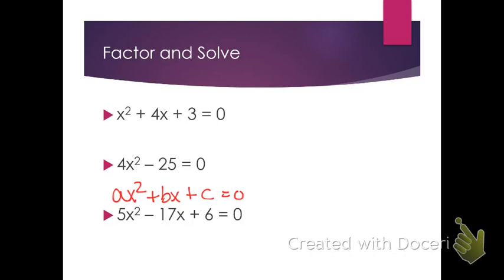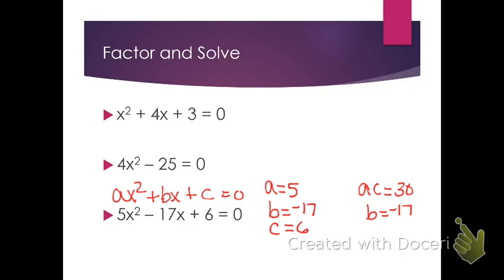Remember, my first step is to find two values that multiply to a times c but add up to b. So in this question, my a times c is 5 times 6, which is 30, and my b is negative 17. So I have to think of some numbers that multiply to positive 30 but add up to negative 17. If they multiply to a positive but add up to a negative, that means they're both going to be negative.